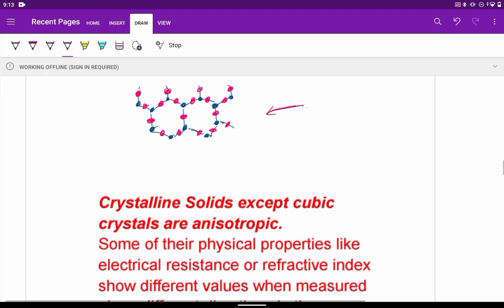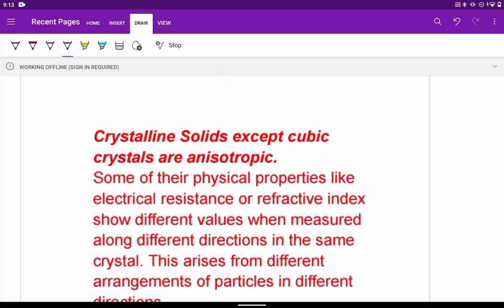And there is a property which we'll study here, that is called anisotropy. Crystalline solids except cubic crystals are anisotropic. Means some of the physical properties like electrical resistance or refractive index will show different values when we measure these values along different directions in the same crystal. If we change the axis of measurement, the values may differ. Then it is known as anisotropy.